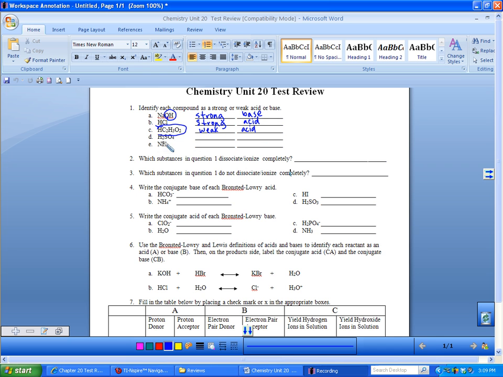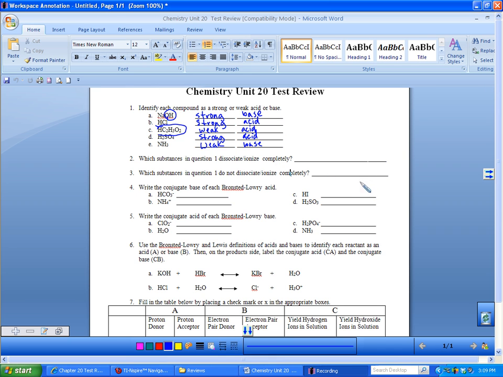H2SO4, that's another acid because it's got an H out here. It is a strong acid, so there are your 3 strong acids. Oh, no, that's 2 of them in it. Okay, so that's a strong acid. And NH3 is a base, but it is a weak base. That's ammonia. We used that in the lab when we looked at pH.